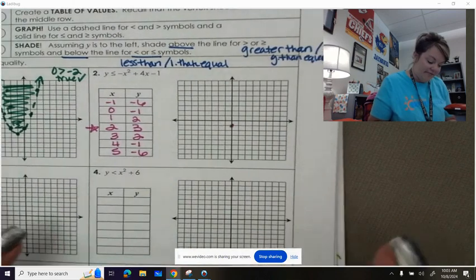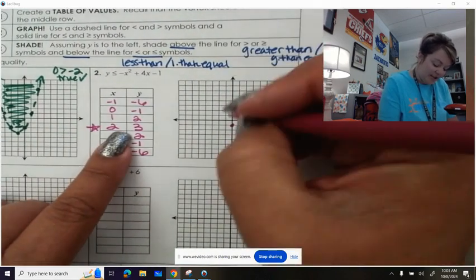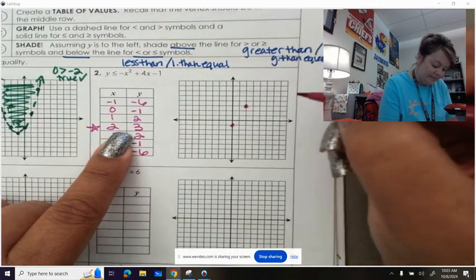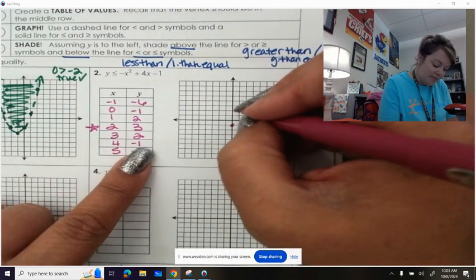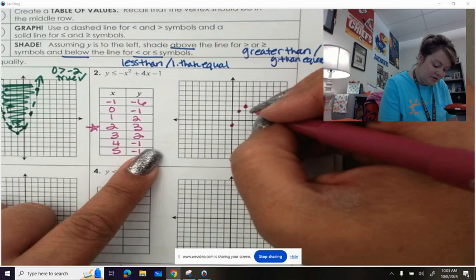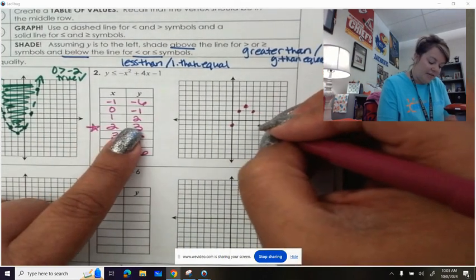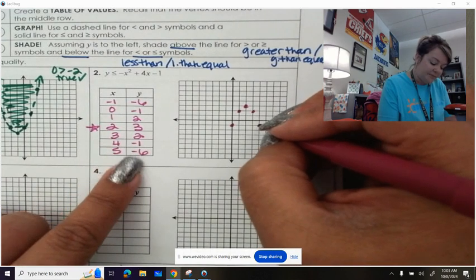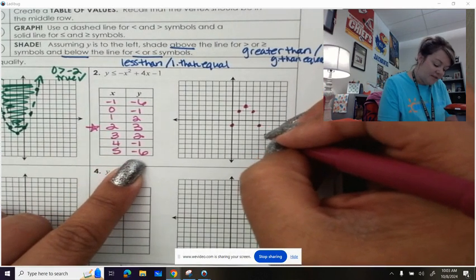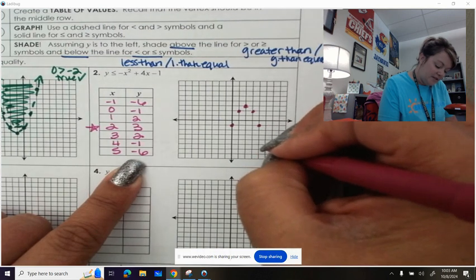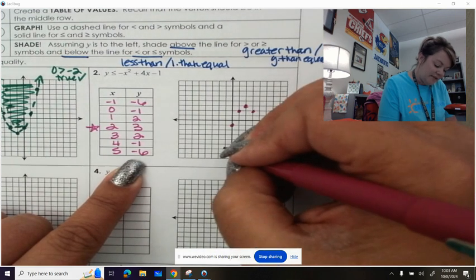Okay, let's graph all these points. I'm going to start with my vertex so I can see my symmetrical points on each side. Over 2, up 3. Then over 1, up 2, over 3, up 2. Those are symmetrical. 0, negative 1, I already have that one on there. And 4, negative 1. 5, negative 6. 1, 2, 3, 4, 5, 6. And negative 1, negative 6.